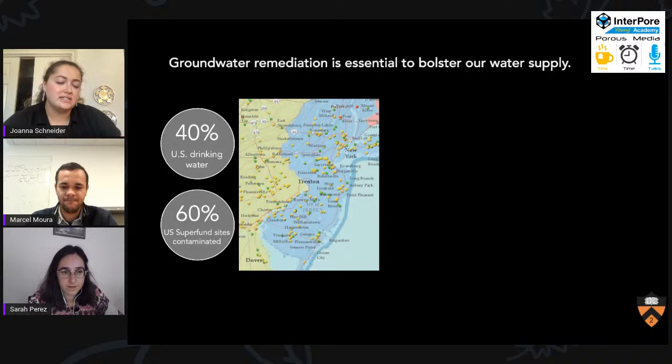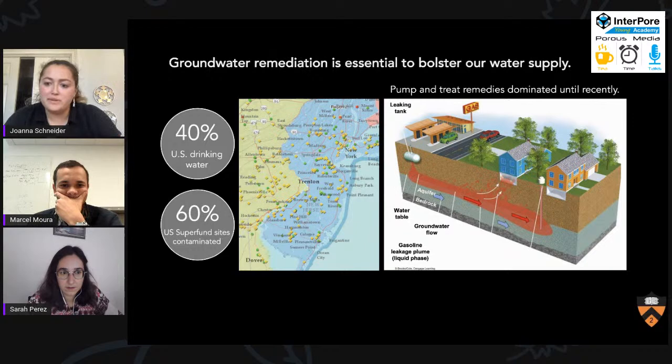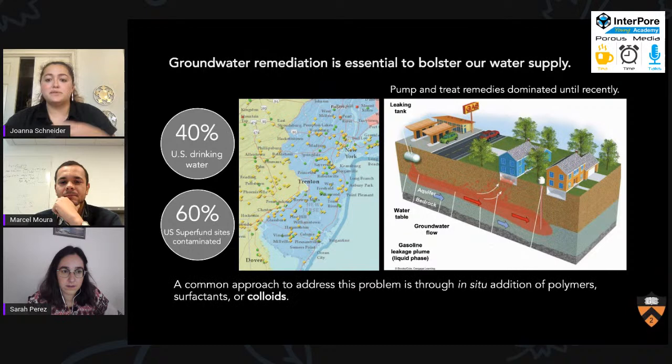halogenated hydrocarbons. In order to address this problem, prior to the 1990s, commonly what was used were these pump and treat remedies in which contaminated water was removed from aquifers and then placed in tanks to be treated. In the last 20 years or so, practitioners have hoped to solve these problems without removing water in a batch process and instead use in situ mechanisms in which an additive can be pumped directly into an aquifer. Examples of some of those additives are polymer surfactants and colloids.